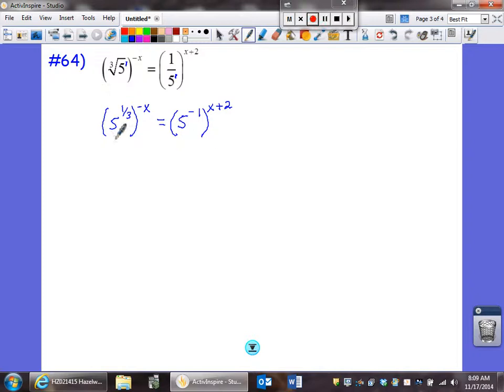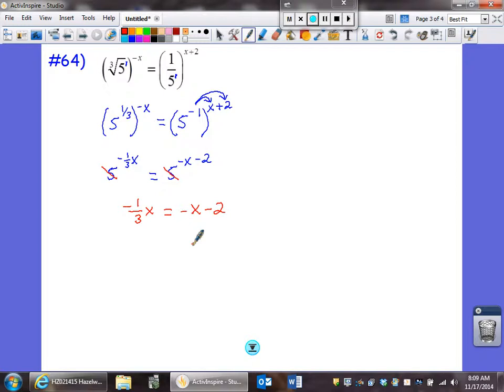I'm going to use our rule that says power to power, you're able to multiply your exponents together. So this is 5 raised to the negative 1/3 x, because you have positive times negative, equals 5 raised to the, now you're going to take this -1 and distribute it, because this one has a plus sign. So this is going to be 5 to the -x minus 2. Just like the last problem, as soon as you get the bases the same on both sides, you can cross them out, and we can say -1/3 x is equal to -x minus 2.